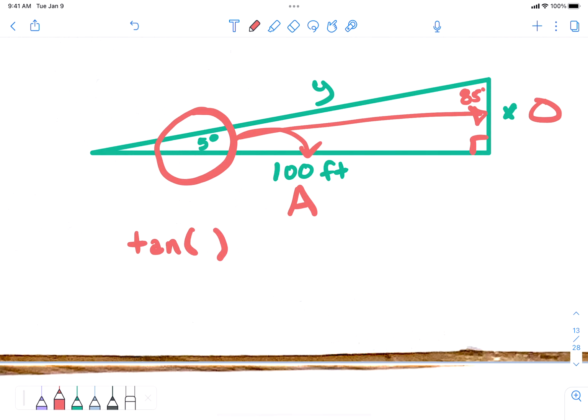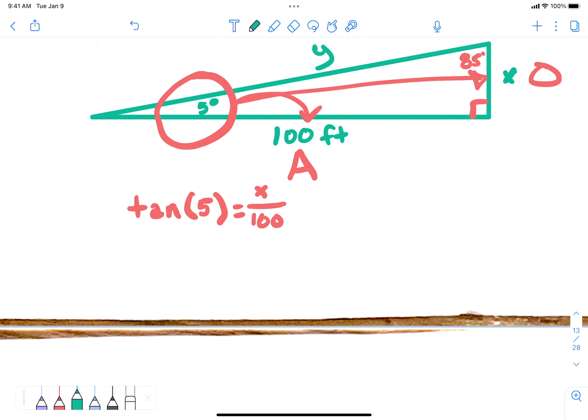And when we do a trig function, we always put the angle inside of the tangent. So we're doing tangent of 5 degrees, or tangent of 5 is equal to, and then we put our opposite over our adjacent, right? Which one's the opposite one? X, and the adjacent one is 100.